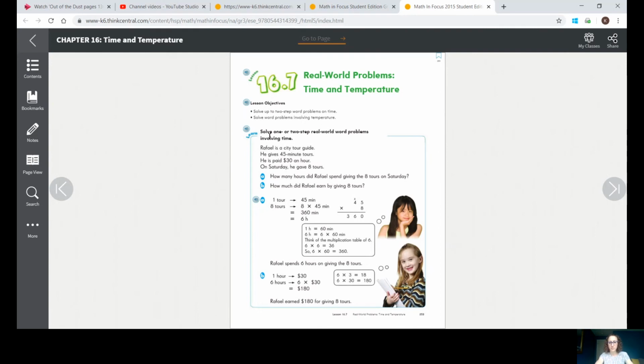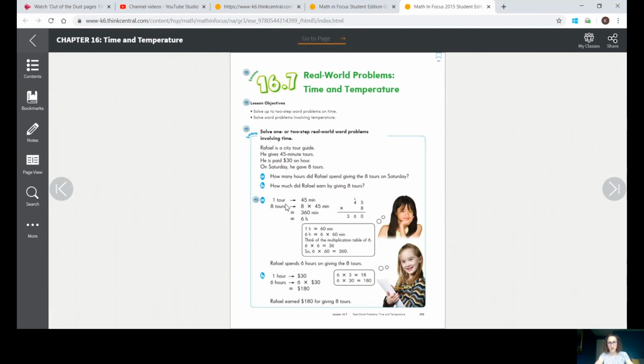Solve one or two-step real-world problems involving time. Raphael is a city tour guide. He gives 45-minute tours. He is paid $30 an hour. On Saturday, he gave 8 tours. A, how many hours did Raphael spend giving 8 tours on Saturday? And B, how much did Raphael earn by giving 8 tours?